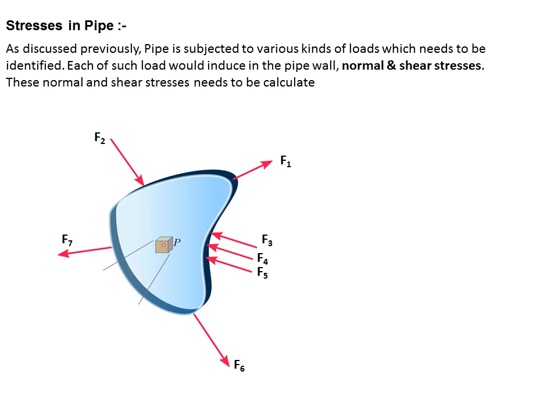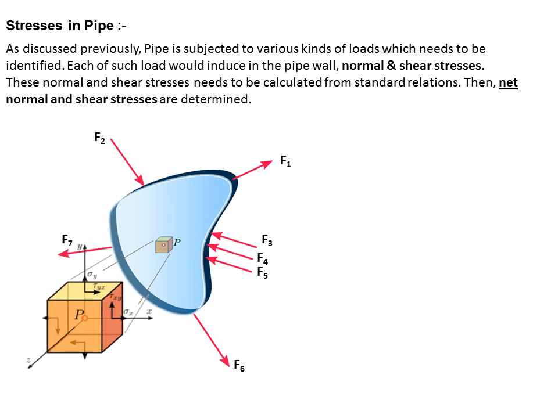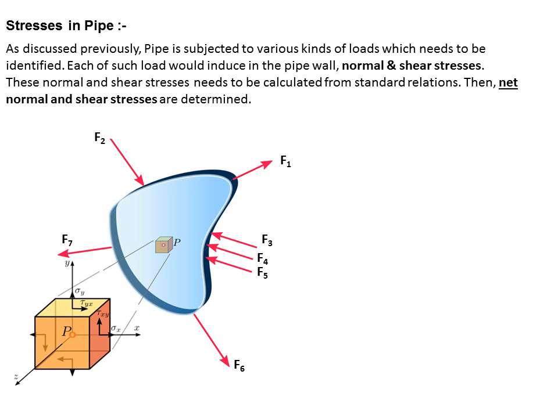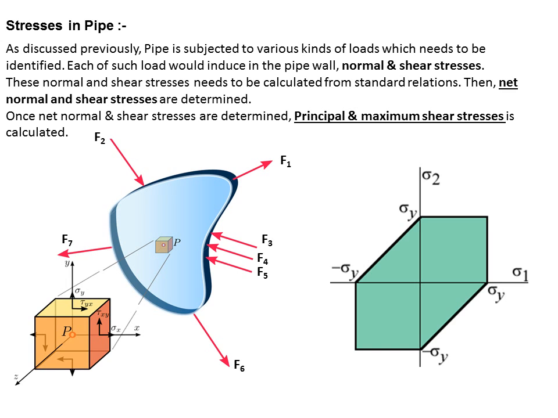These normal and shear stresses need to be calculated from the standard relations, and then we arrive at a net normal and shear stresses. Once net normal and shear stresses are determined, principal and maximum shear stresses are calculated. So our aim is to calculate the principal and the maximum shear stresses within a piping.